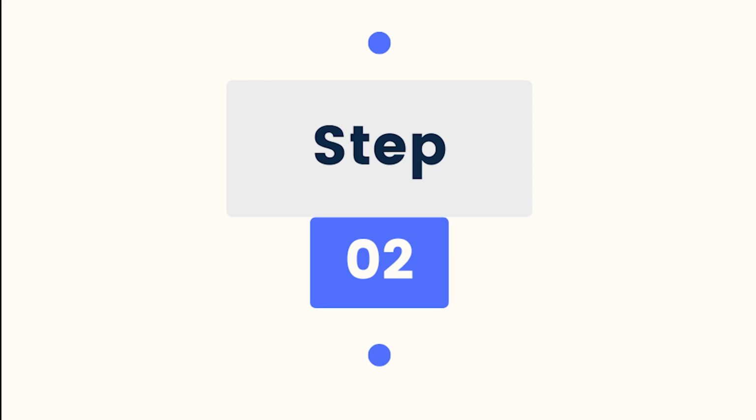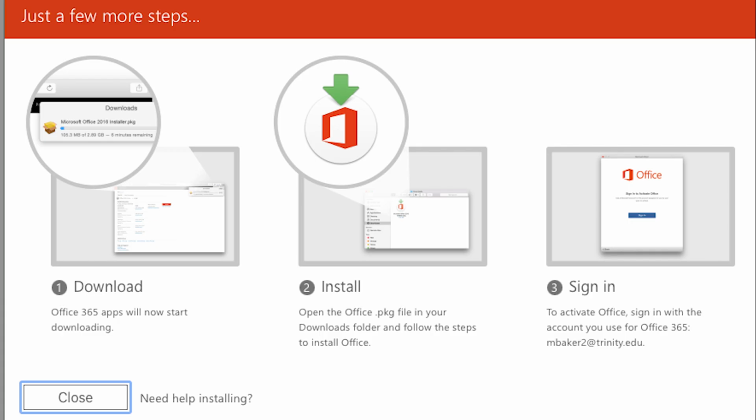Office Setup.exe files will download automatically. Step 2. Once downloaded, open the Office Setup.exe file. Follow the instructions on the screen to install and sign in. When done installing, you will see a "You're all set, Office is installed now" message. You can close the pop-up window.